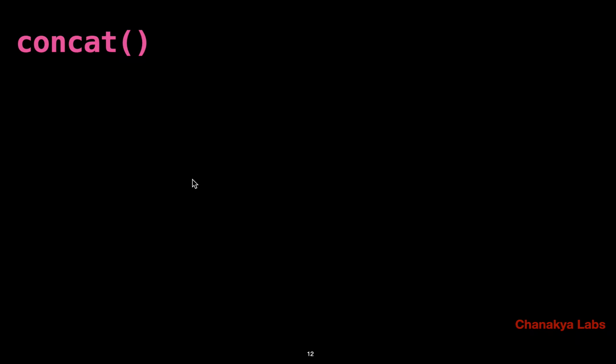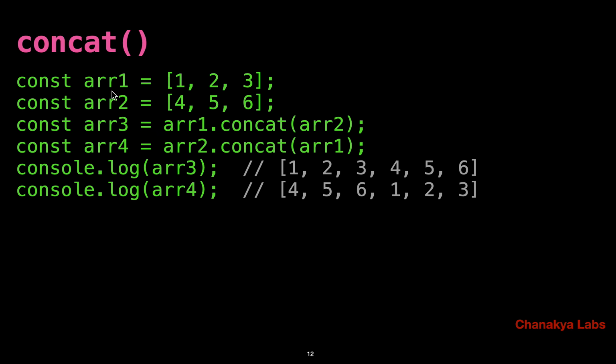In this video, we are going to see a few more array methods. Let's see the concat method. In fact, we already saw this concat method in one of the earlier videos, but let's revisit it. It was simply that we have an array, let's say ARR1 and another array ARR2.